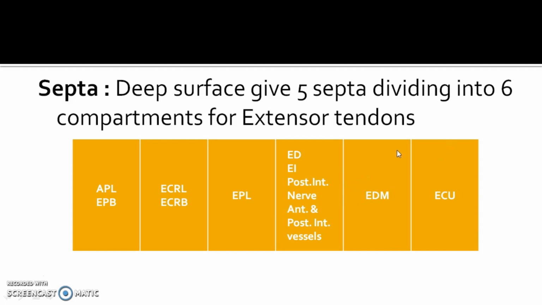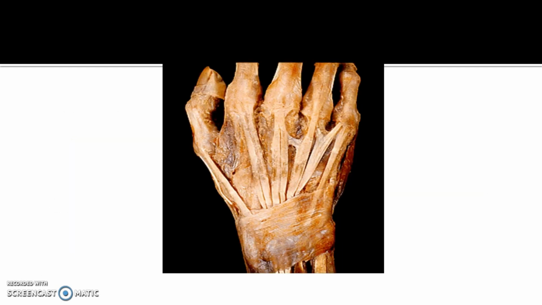and lateral or medial to it we have the sixth compartment, which transmits the tendon of extensor carpi ulnaris. So these are the septa and the compartments made by the extensor retinaculum for the passage of tendons of the extensor compartment muscles. If you are thorough with the extensor compartment muscles, these things will also be easy for you to remember.